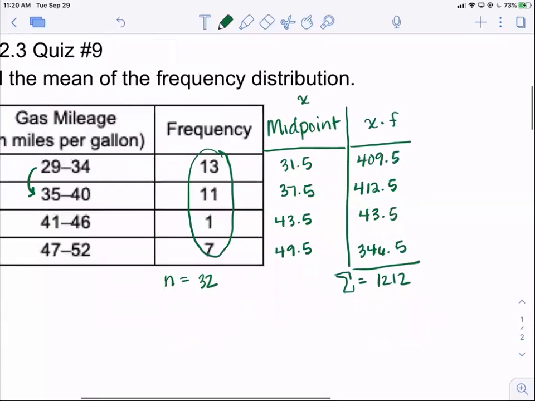Okay, so our sample mean here would be 1,212 divided by 32, which should be approximately 37.9. Okay. It took me a few quizzes to figure out why we were getting answers of like 8 when we should have had like 37. Okay, so there was that.